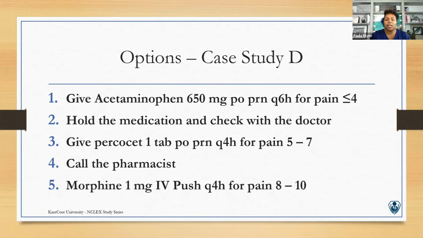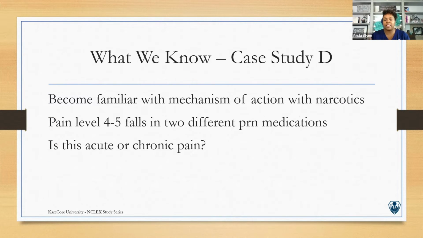So right away, a couple things that you want to think about is how do we answer the question? What's the priority? What is the question that they're asking? They're asking which pain medication would you give? What is the information that you have on hand? The information that you have on hand is the patient has said that their pain score is 4 to 5. The next question is, is this acute or chronic pain? This is acute pain because they are in the immediate post-op period.